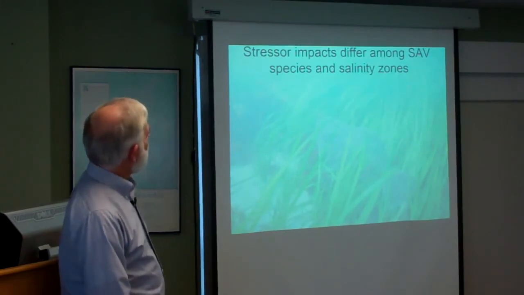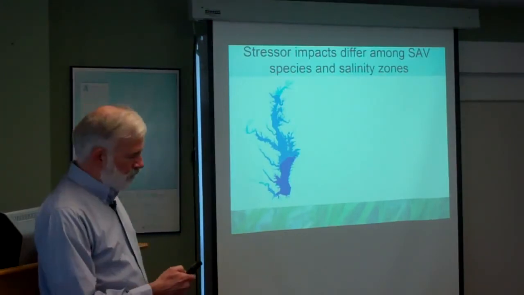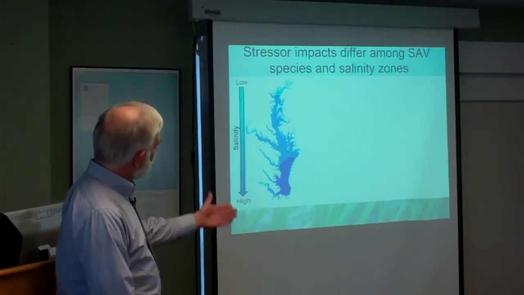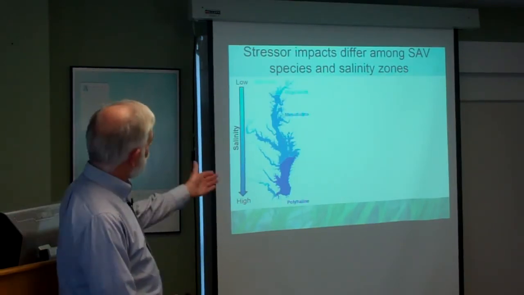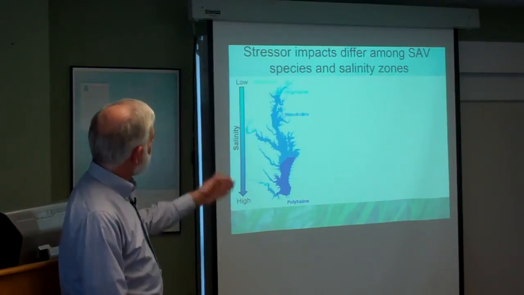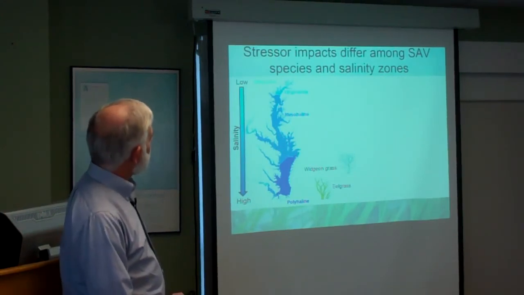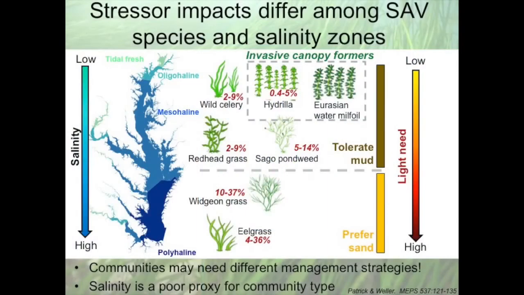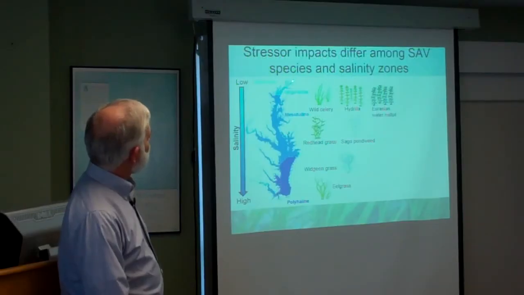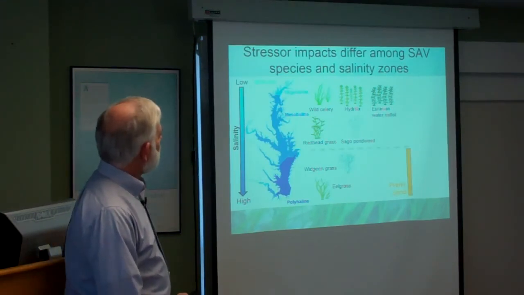So a final point that I want to emphasize that's come out over and over again in this work is that the stressor impacts really differ among SAV species and salinity zones. So when we think of the Chesapeake Bay, we have a salinity gradient, and we typically divide the bay into these four zones, polyhaline up to oligohaline and tidal fresh. The species occur in different places in the bay. There's a couple that occur mainly in the lower bay in the salty water. There's a whole group that appears more in the middle water, and then there's several freshwater species that occur in the oligohaline zone and the tidal fresh zone.